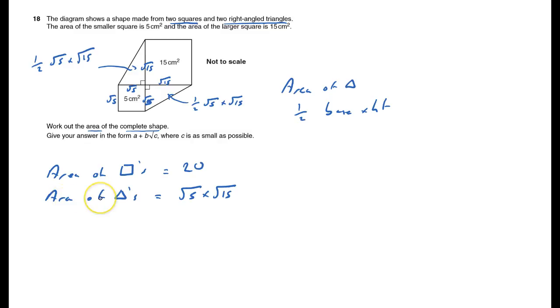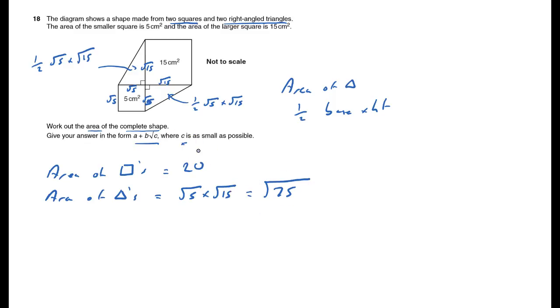But it's told me to give it in the form a plus b root c, so I've got to simplify this. And we've got a square root times a square root. We're allowed to make it the square root of, and then do 5 times 15. And 5 times 15 is 75. And I've now got to simplify this because c's got to be as small as possible.